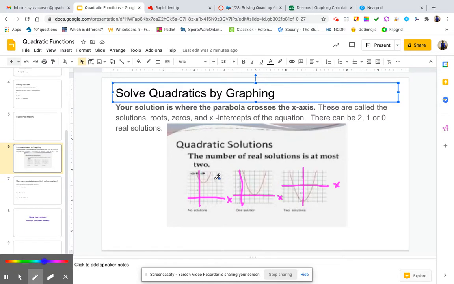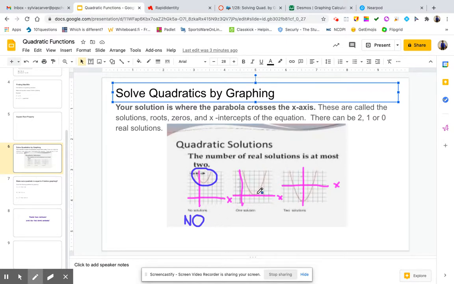All right, so my parabola is up here. So your solution is where it crosses the x-axis. This parabola up here does not cross the x-axis. It's way up here. So it is not crossing this x-axis down here, the pink. So we say there is no real solution. So in a few days, I'll show you how to find the imaginary solutions. But for right now, since it does not cross the x-axis, there is no solution.